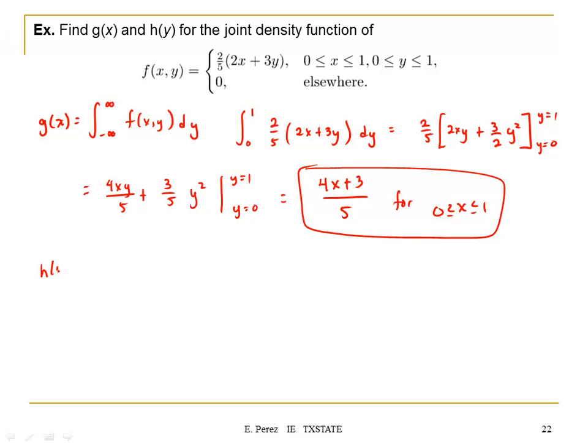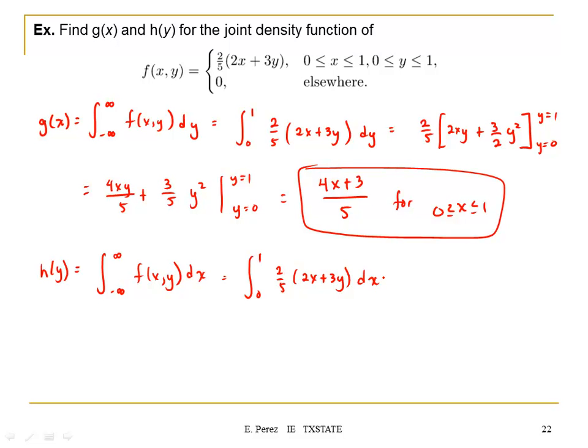So now you're interested in h of y, so you need to integrate. This is just the definition, f of x, y dx. In this case, it will be from 0 to 1, 2 over 5 times 2x plus 3y, with respect to x. That's the only difference in terms of the integration. Now instead of integrating with respect to y, you're integrating with respect to x.